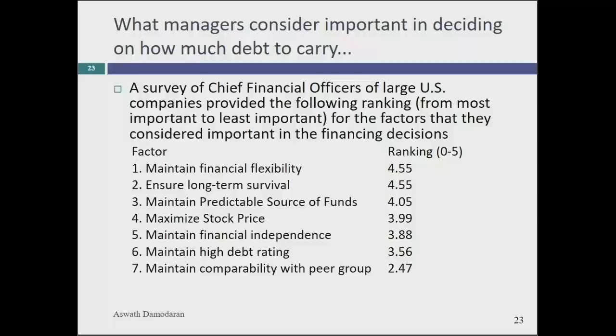That's a bankruptcy cost. Okay? Third was having a predictable source of funds, which is you wanted to be able to do this year after year. You wanted to go to a source of capital that you could go back to. Then maximize stock price. So if you're thinking about objective in corporate finance being maximizing, it's in the middle of the ranks. And then at the bottom they say maintaining financial independence, maintaining high debt rating.